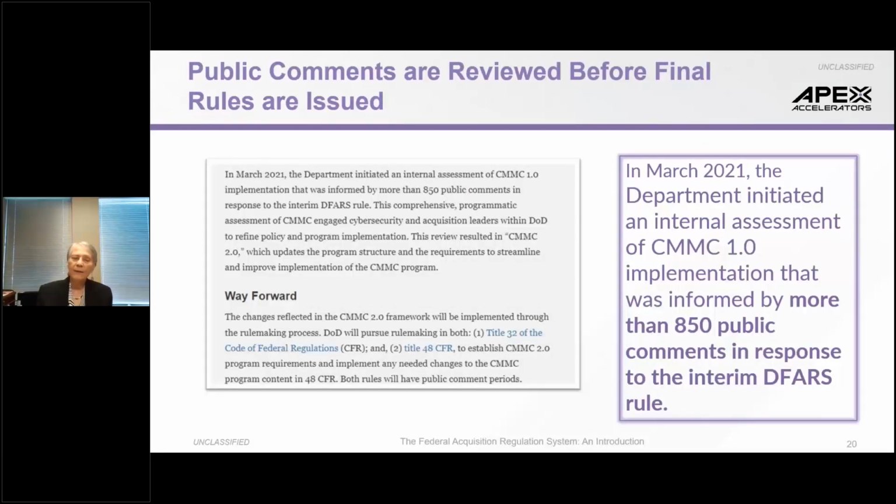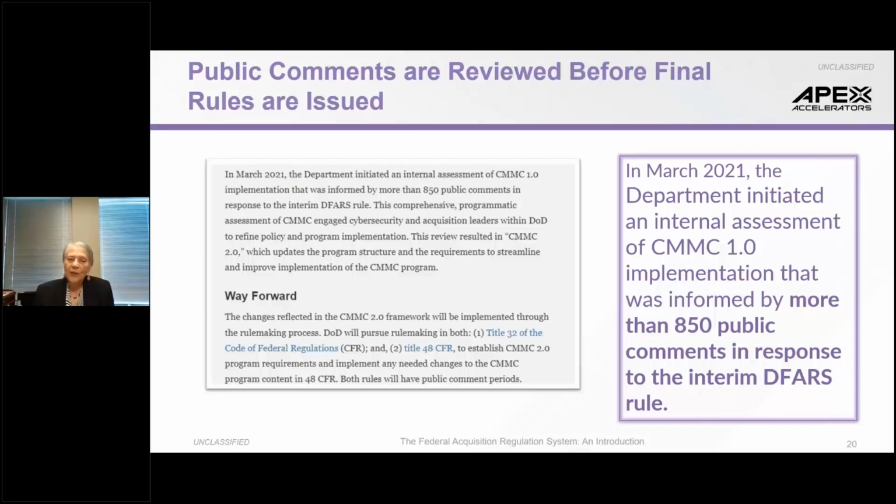And this one included something I wanted you to see, because I mentioned that public comments are reviewed before a final rule is issued. And here on this one, we find some interesting information. It says, in March of 2021, the department initiated an internal assessment of CMMC 1.0 implementation that was informed by more than 850 public comments in response to the interim DFARS rule. So they looked at 850 public comments, and they did not issue a final rule yet. They are issuing a notice here, and they say that the changes reflected in CMMC 2.0 will be implemented through the rulemaking process.